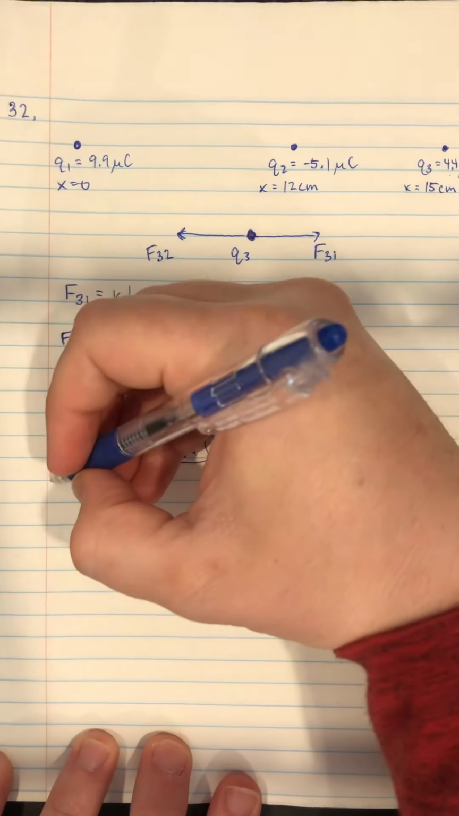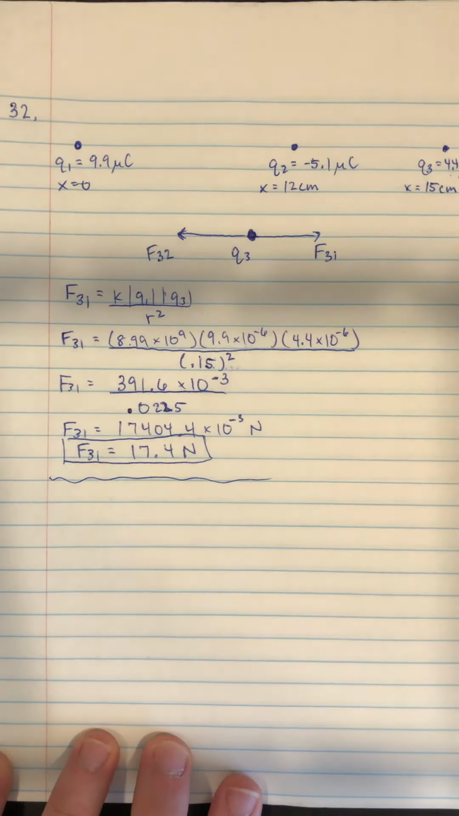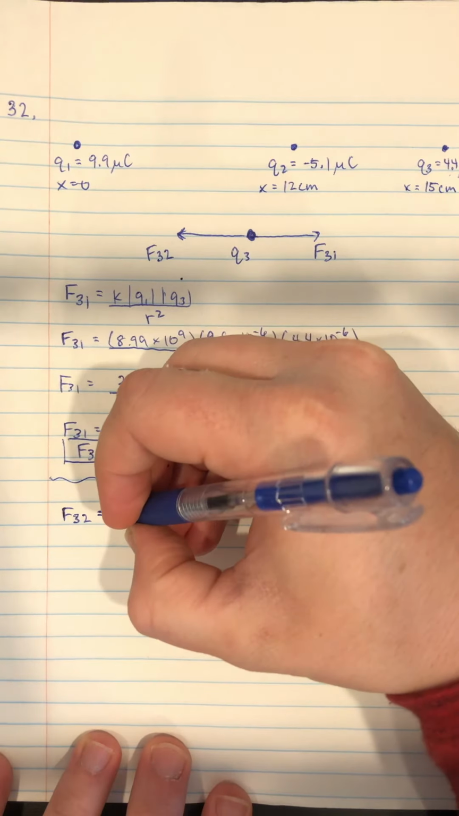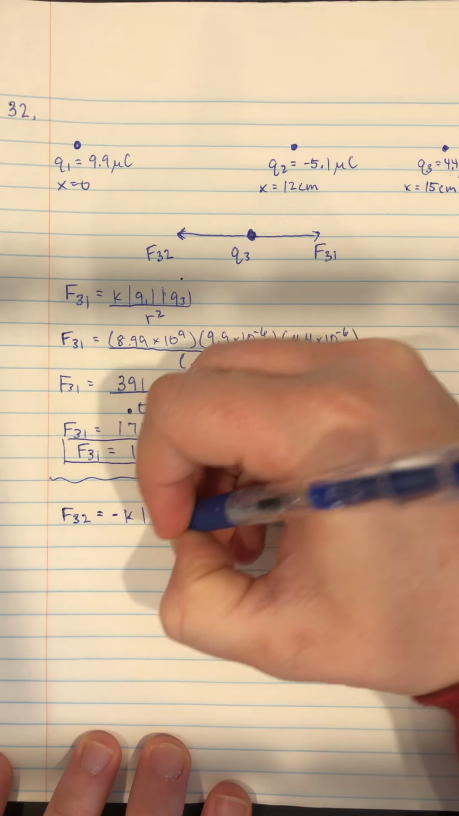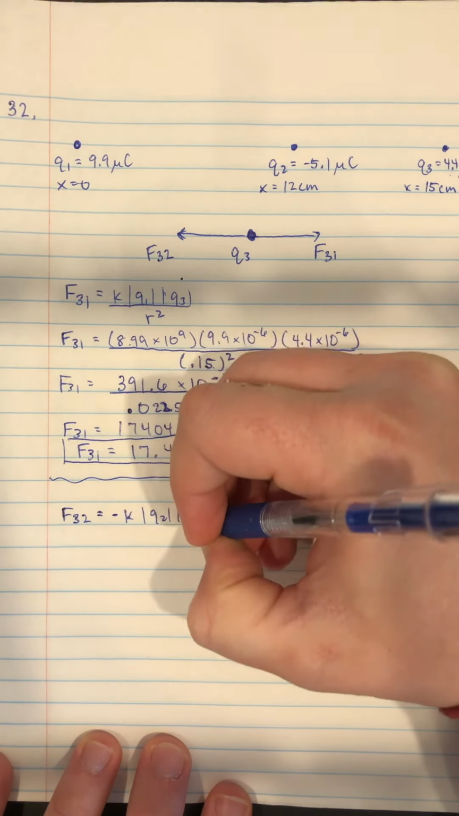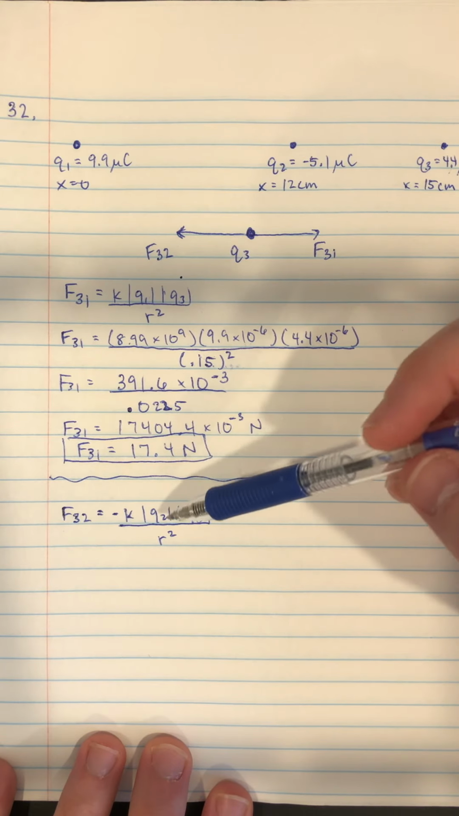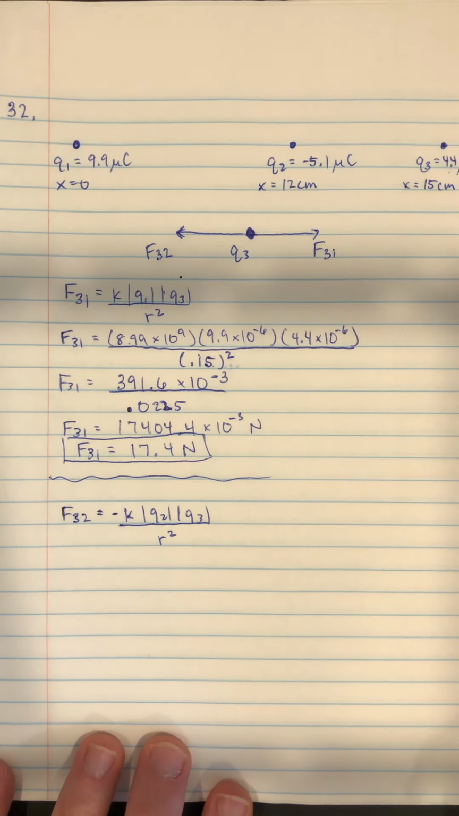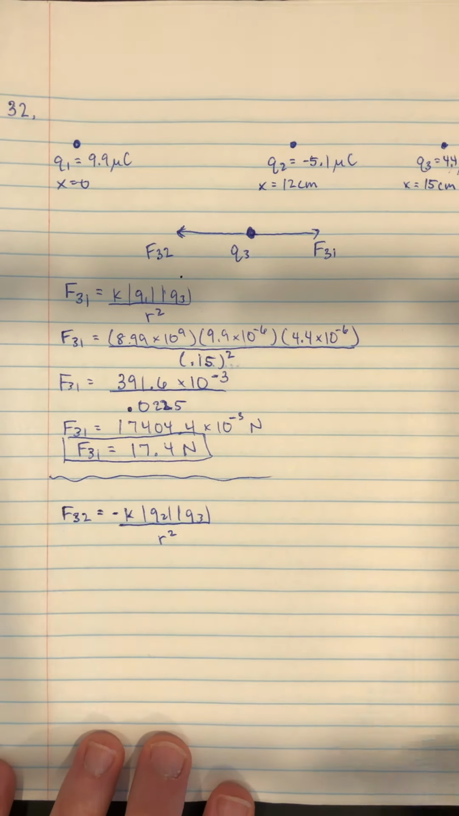All right, so there's the first one. Second one, we need F32. So the force on charge 3 because of charge 2. This one's going to be negative, we decided. So negative K, Q2, Q3 over R squared. Just to point out, and I don't know if I've mentioned this, where you put the Q1 and the Q2 and the Q3 doesn't matter, right? You can flip those. Because we're multiplying, it ends up canceling out and it doesn't matter. So if you're confused why he's putting Q2 there and not Q2 there, the answer is it doesn't matter.